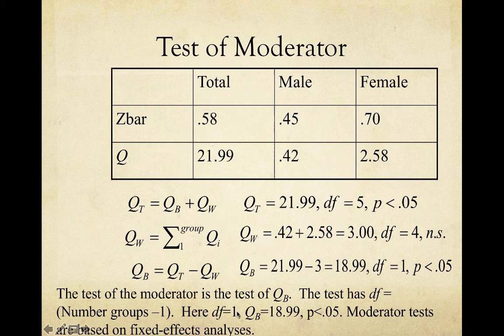Here with 1 degree of freedom. If we had a moderator that had multiple categories, so let's say we had 3 different kinds of therapy, and we're looking to see whether the different kinds of therapy were equally effective, then we would add 3 different withins and subtract them from the total, and then we'd have 2 degrees of freedom here.